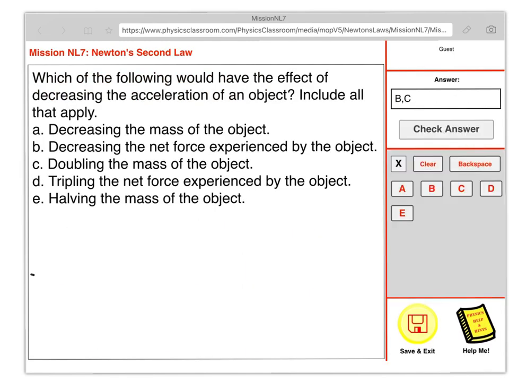So decreasing acceleration. Decreasing the mass would increase the acceleration. Decreasing the net force would decrease the acceleration. Doubling the mass, increasing the mass, would decrease the acceleration. Tripling the net force would increase it. Making the mass smaller would increase it. So only B and C are correct.